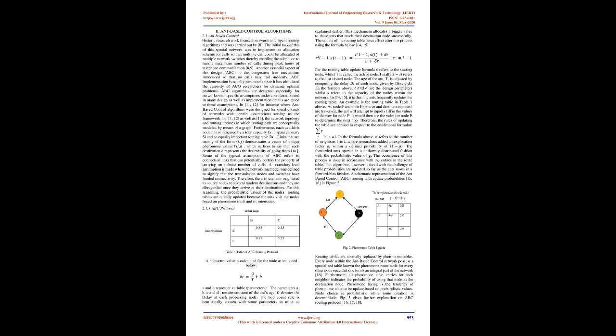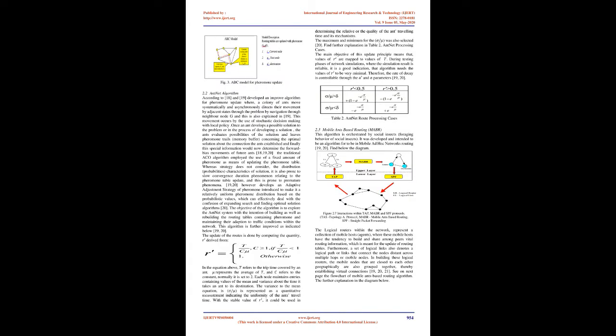NR. Routing tables are normally replaced by pheromone tables. Every node within the ANT-based control network possesses a specialized table known as the pheromone route table for every other node that forms an integral part of the network [16]. Furthermore, all pheromone table entries for each neighbor indicate the probability of using that node as the destination node. Pheromone laying is the tendency of the pheromone table to be updated based on probabilistic values. Node choice is probabilistic while route creation is deterministic. Fig 3 gives further explanation on ABC routing protocol [16, 17, 18].